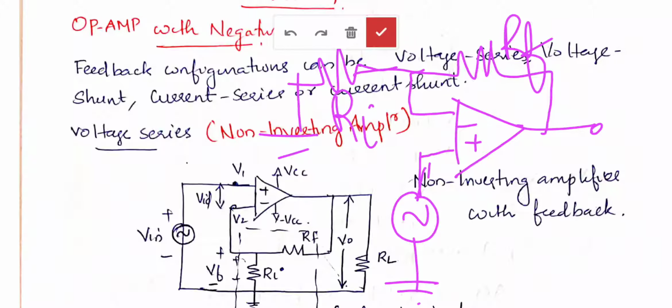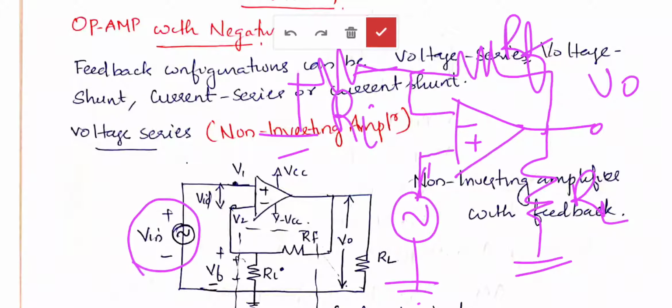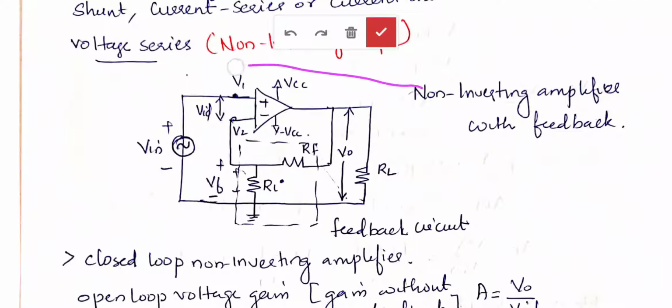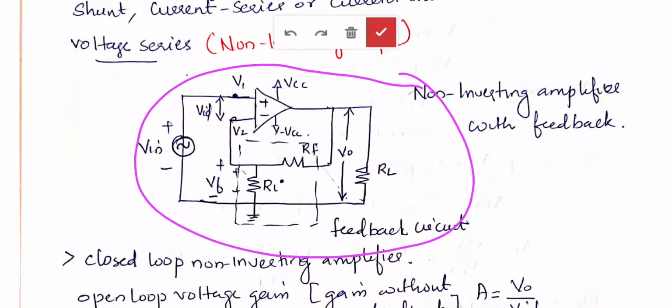The same figure has been redrawn like this, including the load resistance RL and VO. You can see the input sine wave is given to the non-inverting terminal plus, and at the minus terminal we have RF and Ri which is grounded, and RL is connected at the output. The same figure is drawn such that the feedback concept can be implemented. So here this RF Ri network is the feedback network.